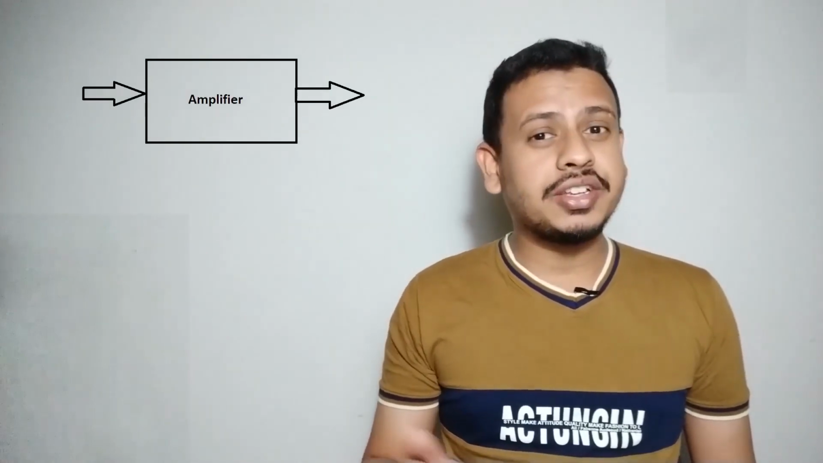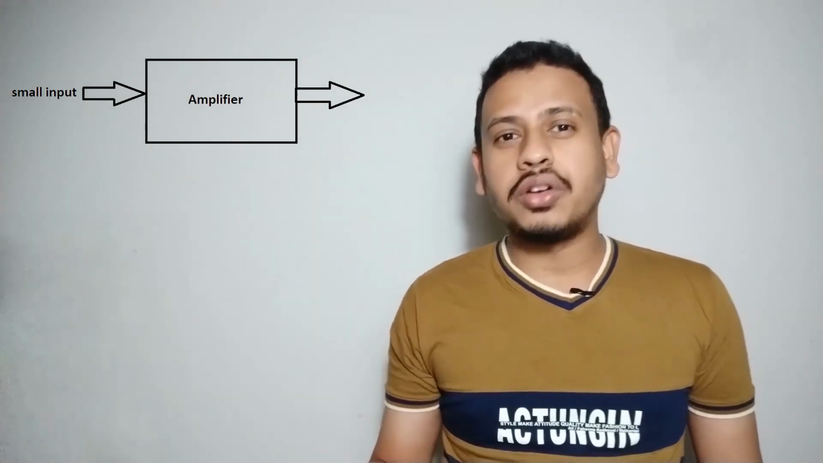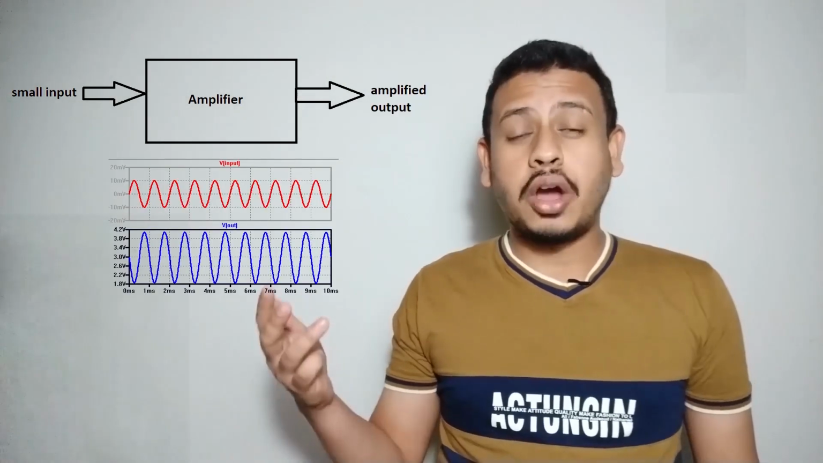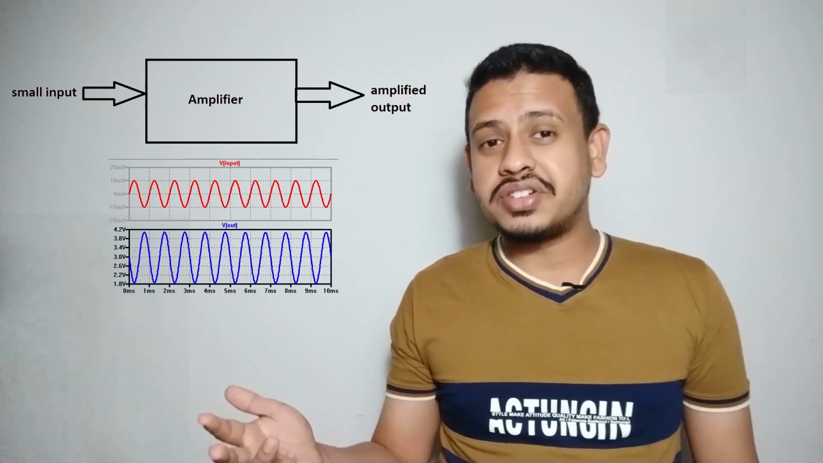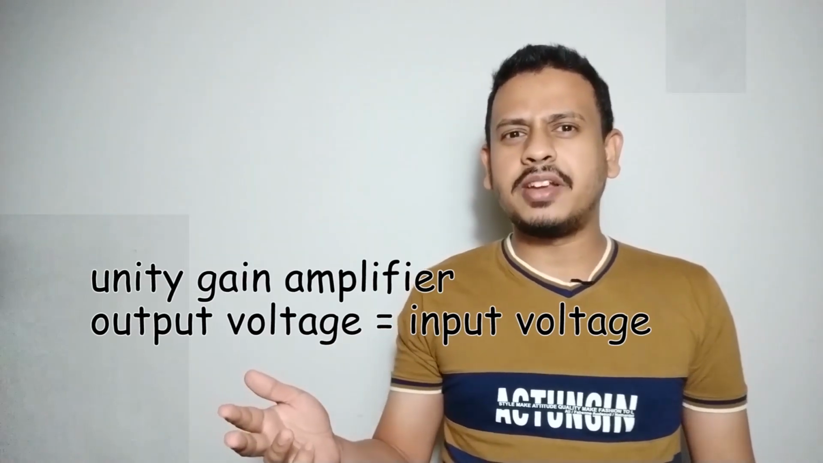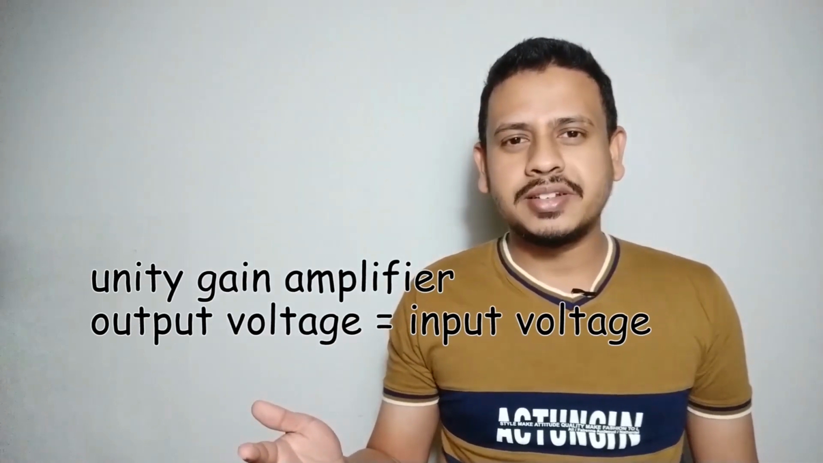In general, the purpose of amplification or an amplifier circuit is to take a weak or small input signal and produce an output voltage which is an increased version of the input signal. Simple. But in case of unity gain amplifiers, the output voltage of the amplifier is equal to the input voltage. Then what is the purpose of having this circuit and why does this circuit exist? In today's video, we are going to discuss all these points, so stay tuned.